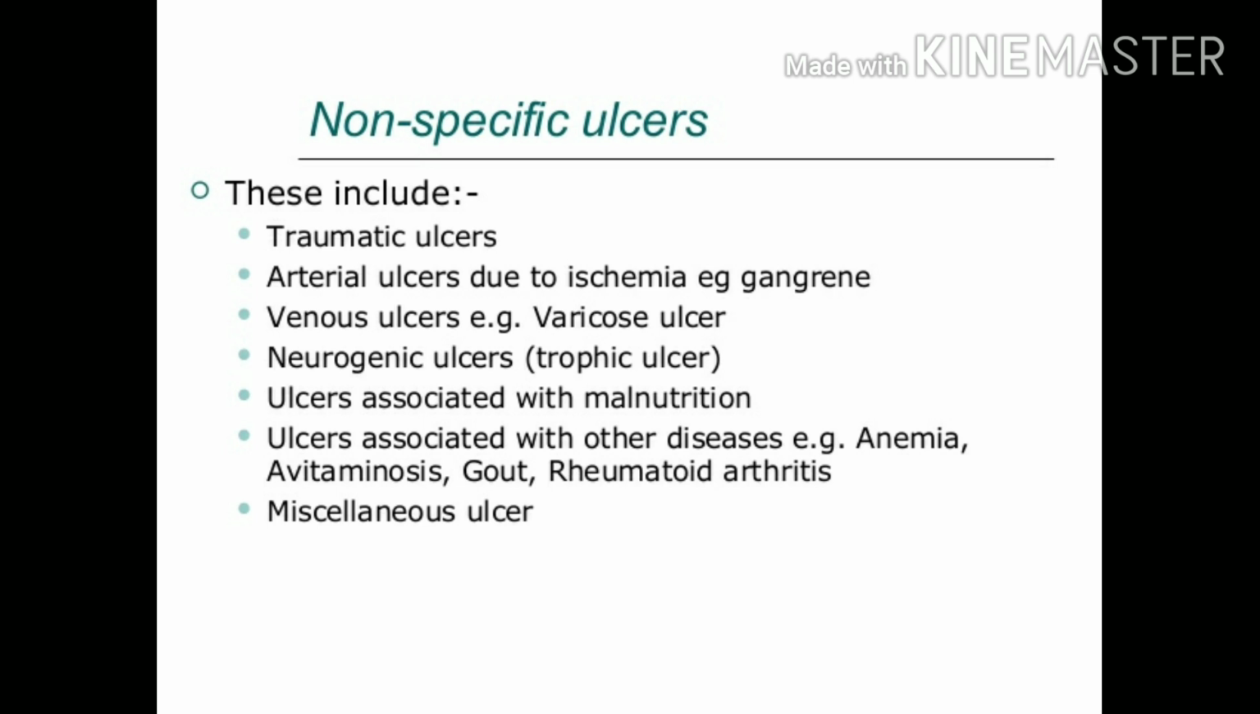Venous ulcer will include varicose ulcer. Neurogenic ulcer will be trophic type. Ulcers associated with malnutrition. Ulcers associated with other diseases like anemia, avitaminosis, gout and rheumatoid arthritis. Then miscellaneous types of ulcers will also be included in this type of non-specific ulcers.